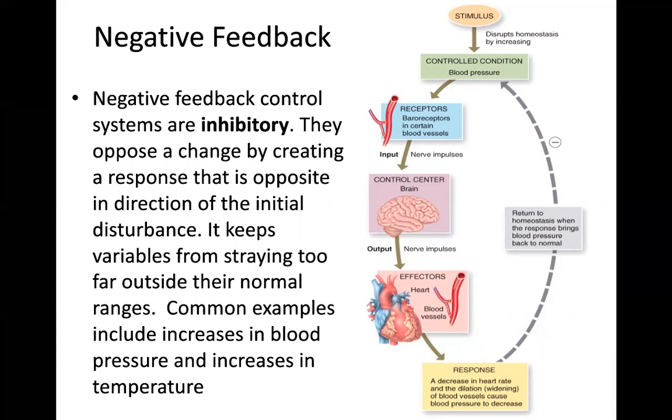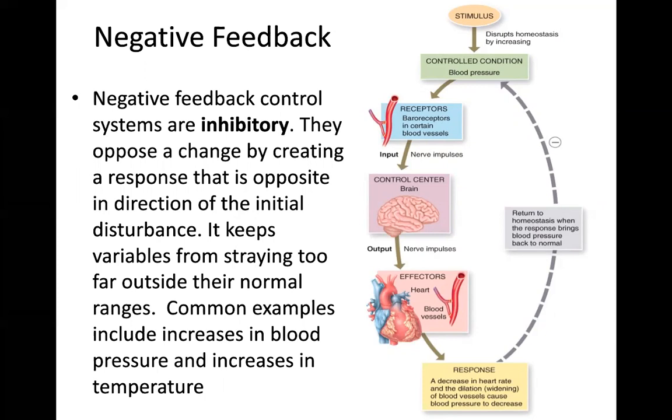Okay. So we've used body temperature a lot so far. This example is blood pressure. In this case, the stimulus causes our blood pressure to go up. So what do we do? We respond by bringing it where? Back down. So it goes up, we go back down. Those up and down are opposite, right? Okay, we're inhibiting whatever's going on to the body to bring us back into homeostasis. So they oppose a change by creating a response opposite in direction of the initial disturbance.